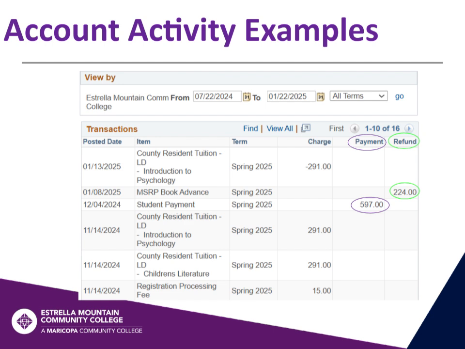This example shows a student made a payment on December 4th and can be seen in the center column marked payment and circled in purple. On January 8th, a book advance was issued to the student from FAFSA, that is seen circled in green in the far right column.